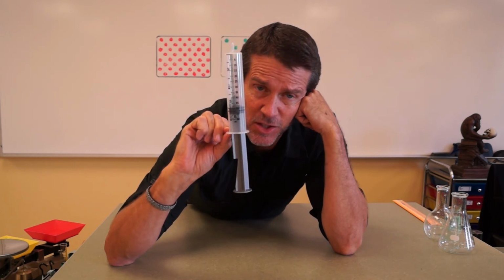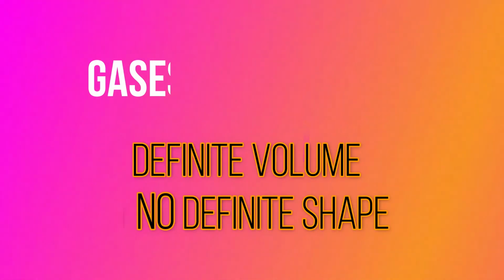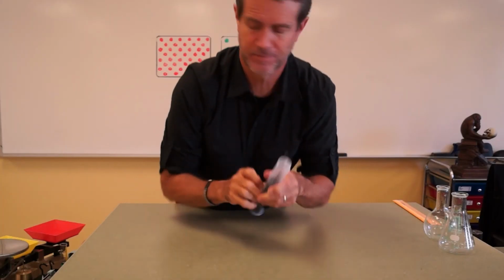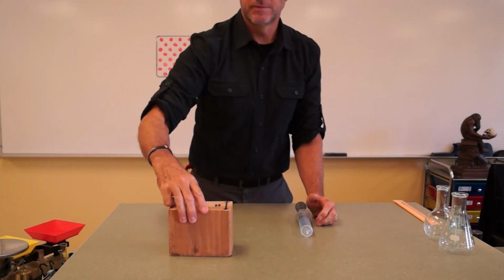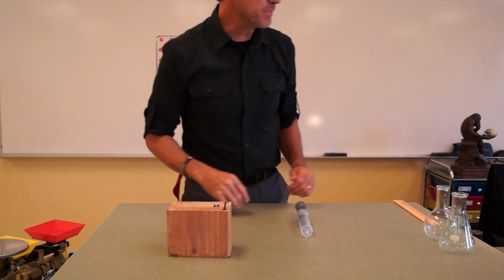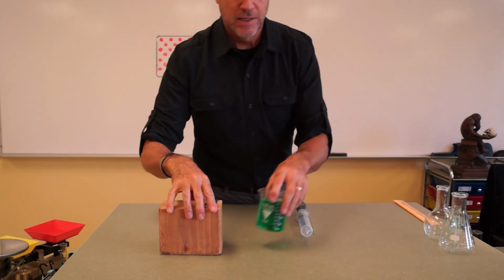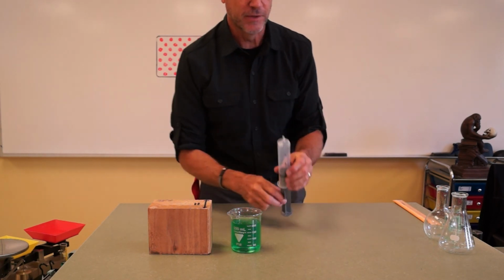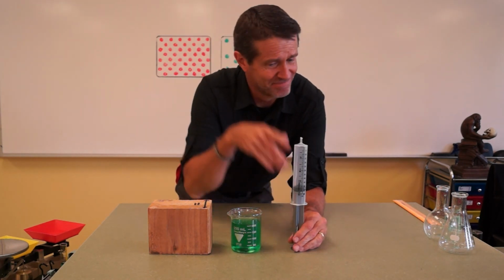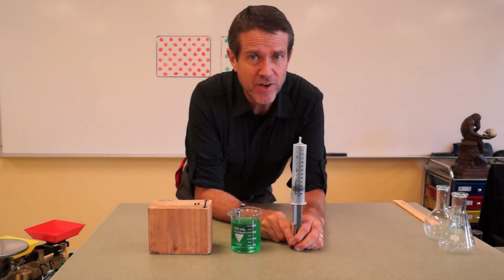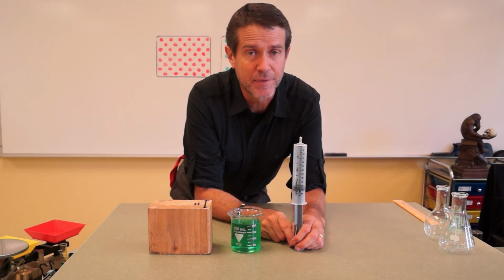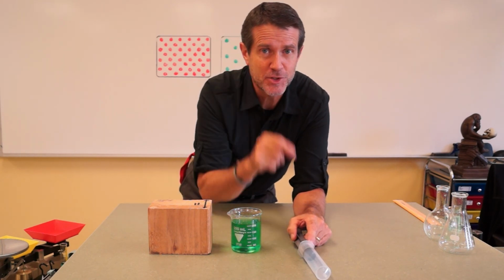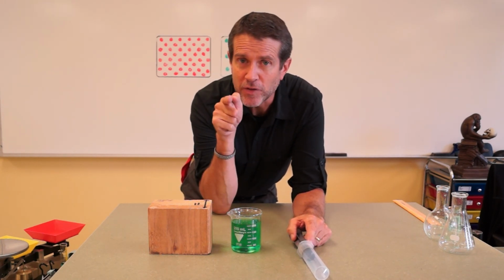So, gases, no definite shape, no definite volume. That's the difference. Solids, definite shape, definite volume. Liquids, no definite shape, but definite volume still. Gases, shape and volume are not definite either way. Okay, there's something to think about. This is Mr. Rudder. Do well on your DOL.